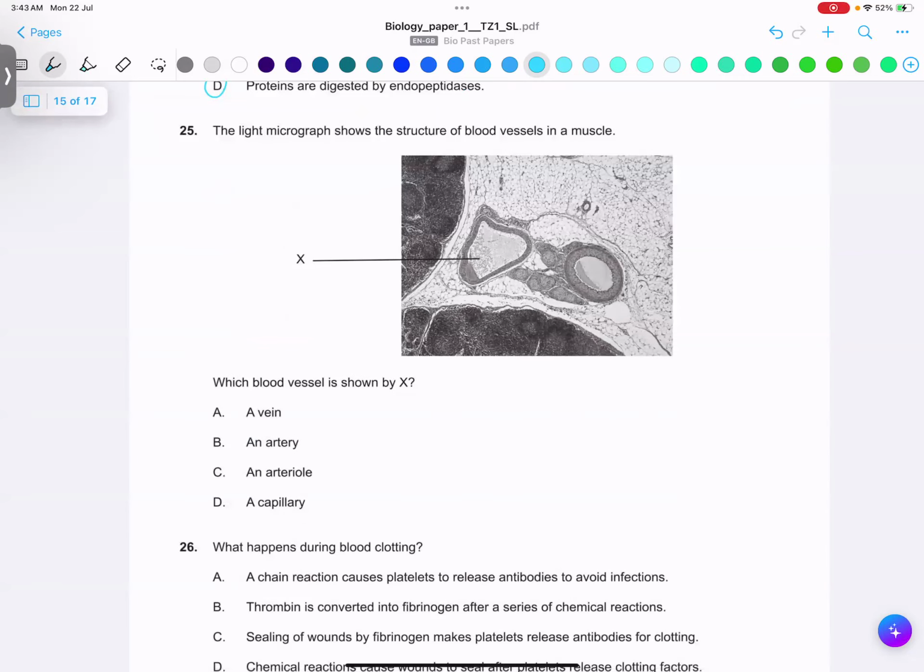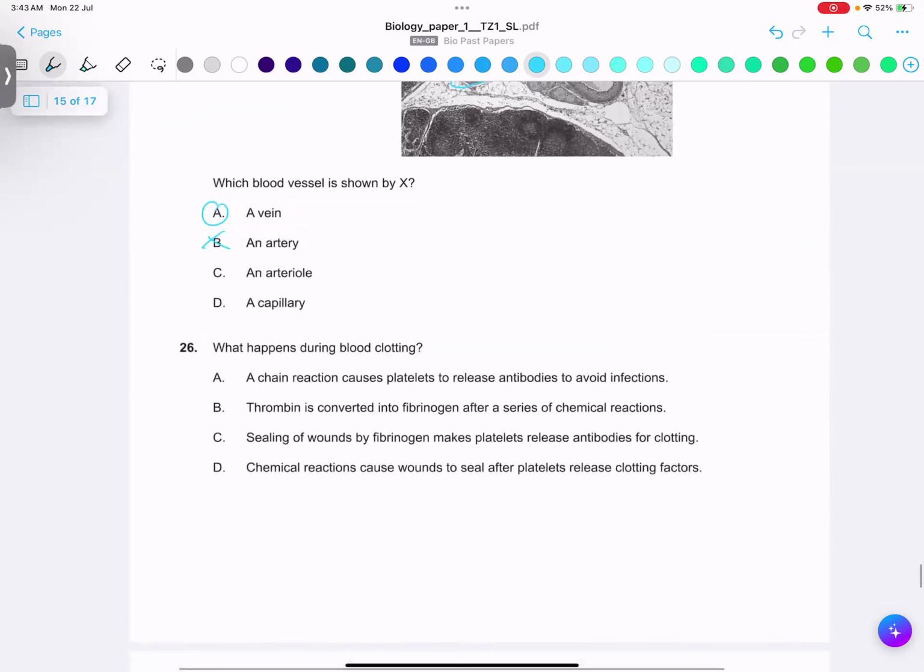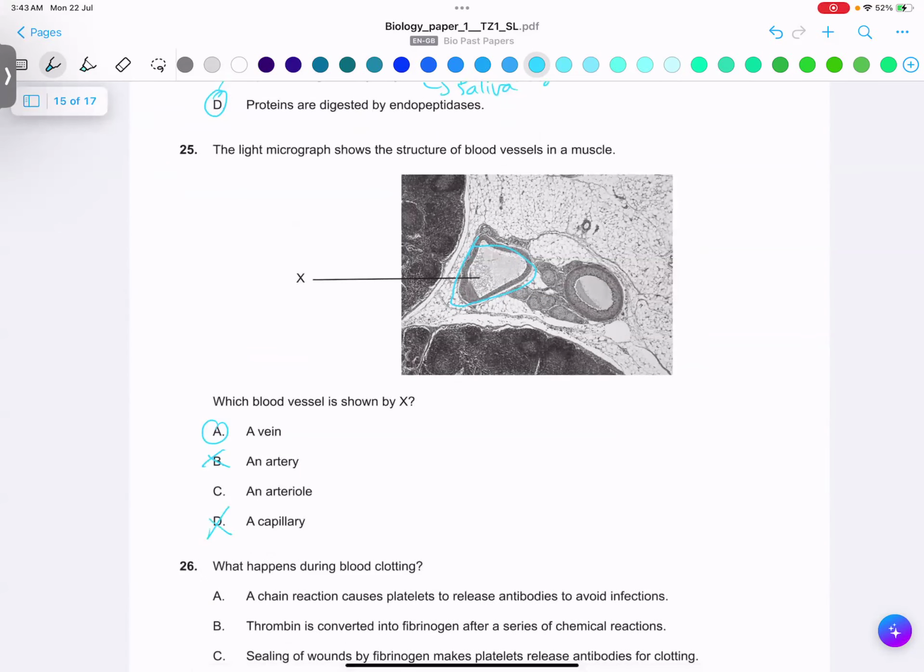25. The light microscope shows the structure of blood vessels in a muscle. What blood vessel is shown by X? Okay, so let's look at it. It actually looks like a vein because, due to its features, it cannot be an artery at all. And the capillaries actually have holes. This doesn't have a hole, so this is not a capillary and it's not an arteriole.